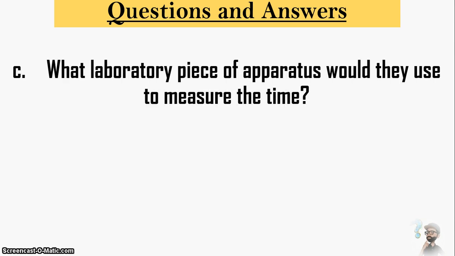We go to question C. What laboratory piece of apparatus would they use to measure the time? It's very simple. That question is asking you, what do we use to measure time in the laboratory? It is the stopwatch. Correct. Let's go to D.